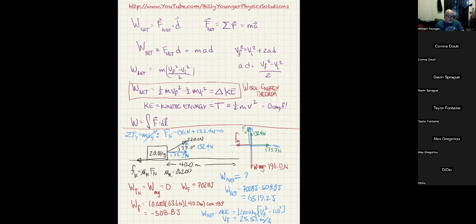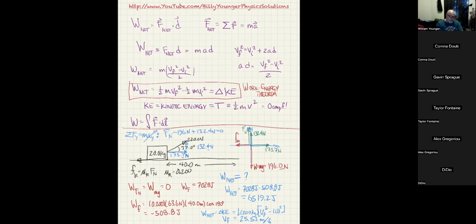Now, I would like to compare this to what Newton would tell us, but in order to do that, I either have to take Newton, get the acceleration, and then use kinematics to figure out what the final velocity is, or I can take this final velocity, use kinematics to figure out what the acceleration is, and then just work out Newton's second law and see if it matches the same acceleration. So I'm going to do that second one. You can do the other one if you'd like.